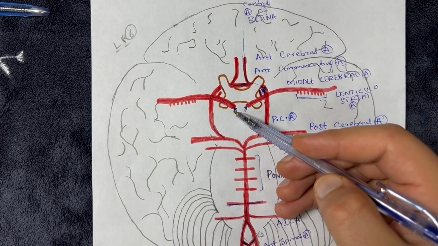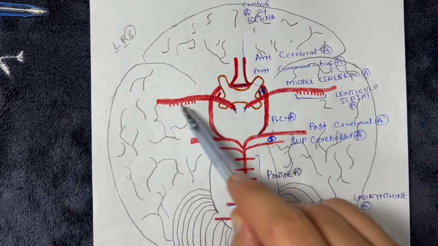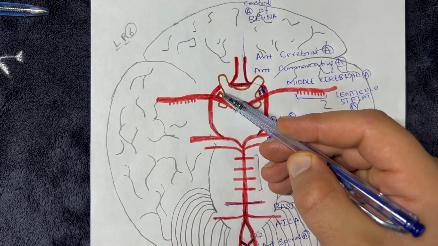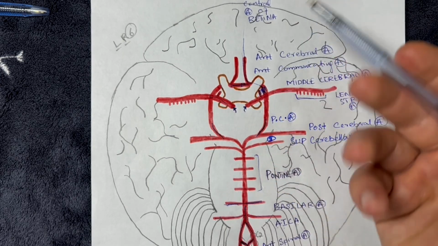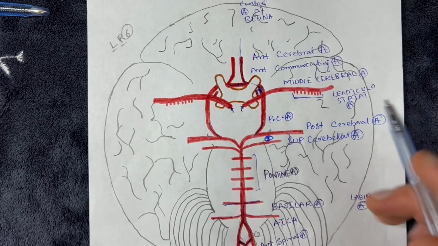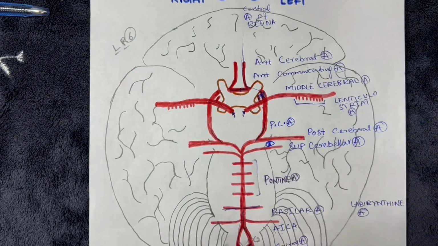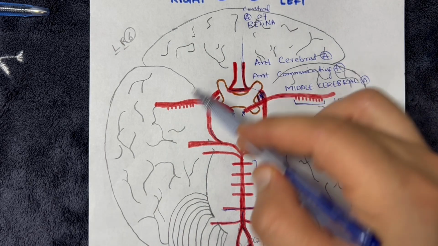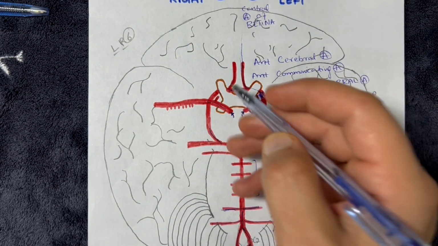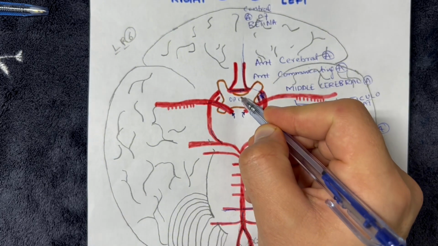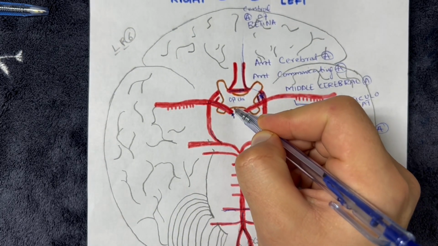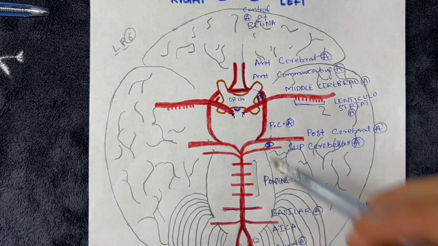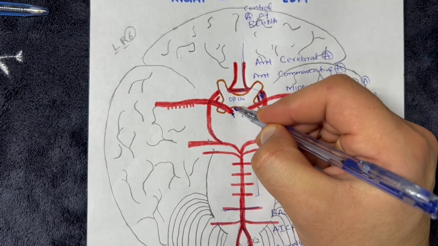Now, the internal carotid artery will move upward, and that will give the first branch called the ophthalmic artery that will supply the eye. Then we have small branches called lenticulostriate arteries, and then at the last we have anterior cerebral and middle cerebral and anterior communicating arteries. And this is the circle of Willis, around the optic chiasma, and we have the pituitary gland here. So the circle of Willis is made around the optic chiasma and the pituitary gland here.